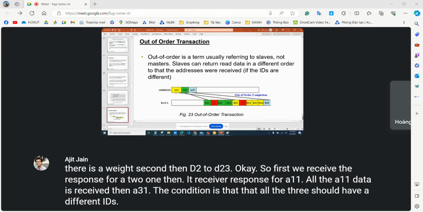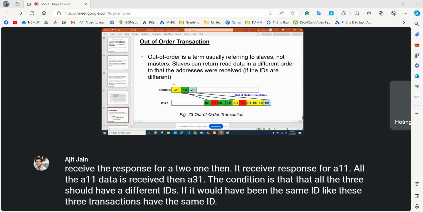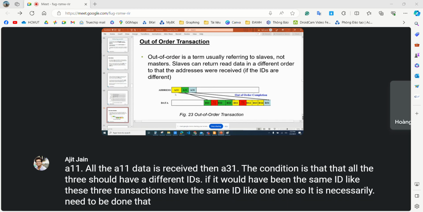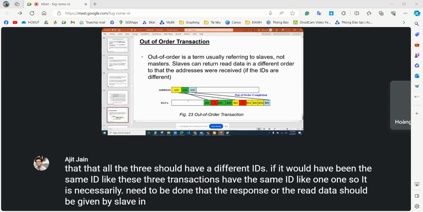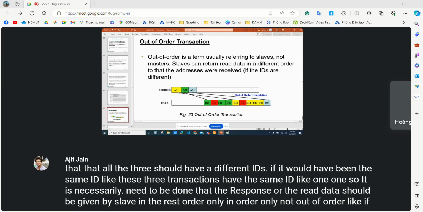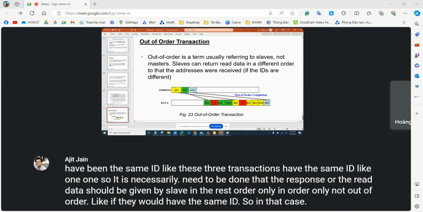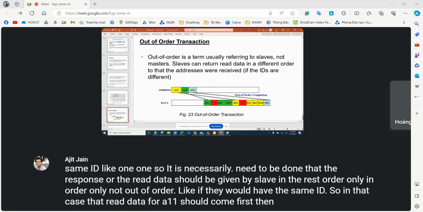If these three transactions had the same ID, like 111, then it is necessary that the read data be given by the slave in order only, not out of order. If they had the same ID, the read data for A11 should come first, then A21, then A31.